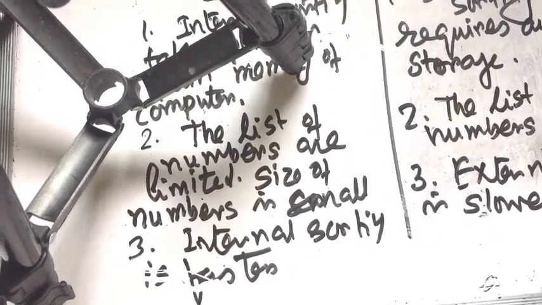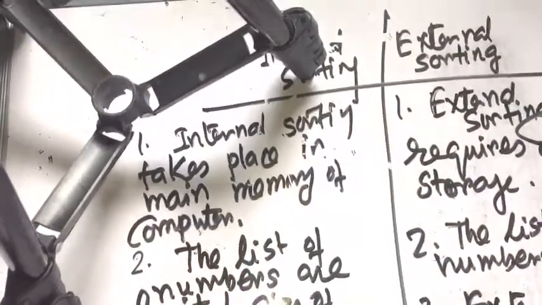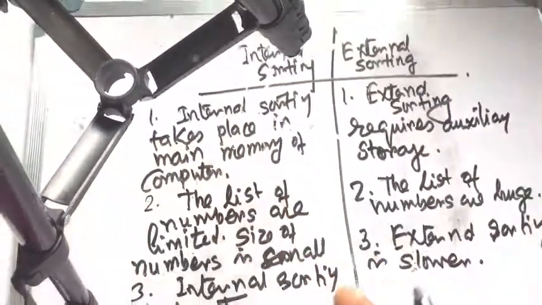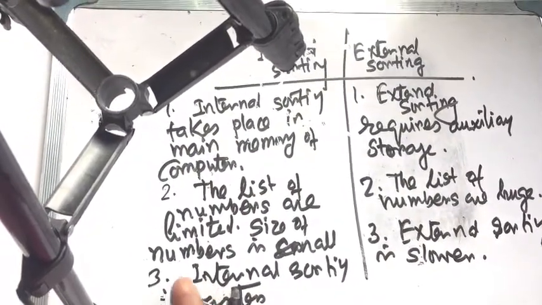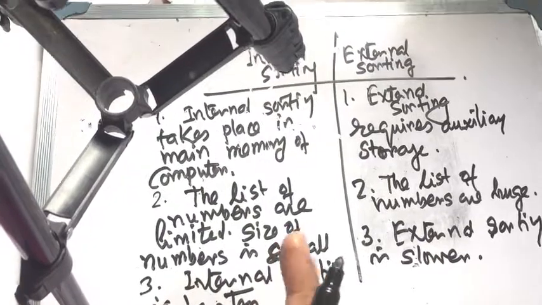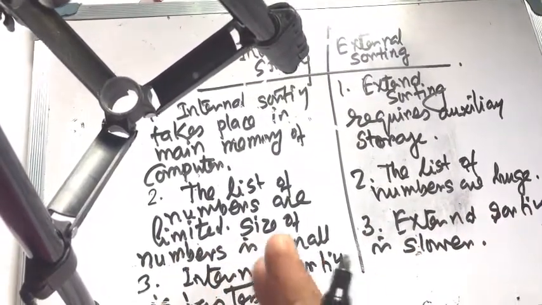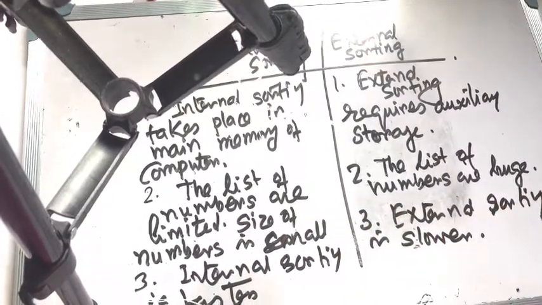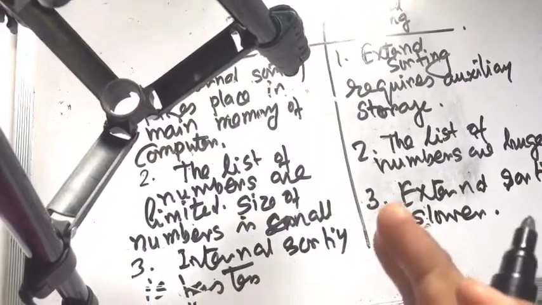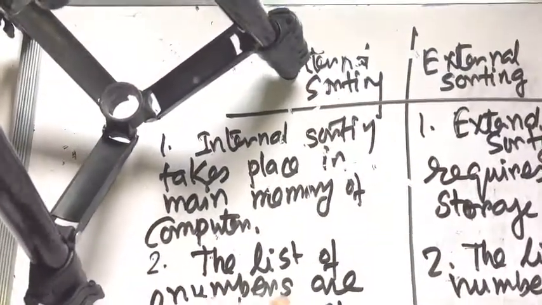Next, internal sorting applied. This is the same basic definition. So these are the 3 differences already written. First of all, internal sorting takes place within the memory. External sorting, that is, auxiliary memory is required, that is hard disk. In internal sorting the list of numbers is limited, a small size of numbers. In external sorting the list of numbers is huge. Internal sorting is faster, external sorting is slower.